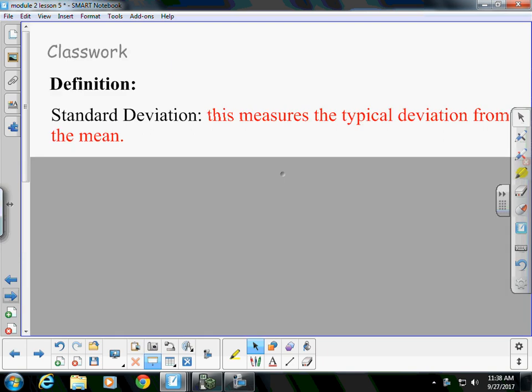We're going to start with the definition. Everything that I haven't read, you need to copy down in your workbook. So standard deviation, the definition: this measures the typical deviation from the mean.